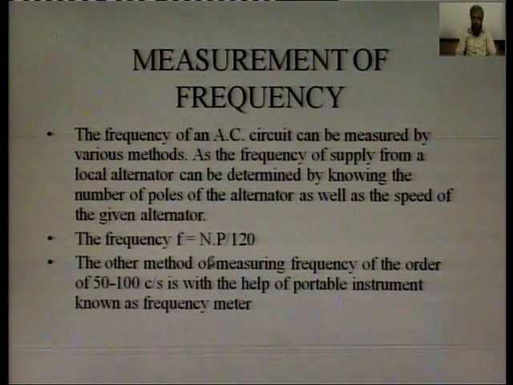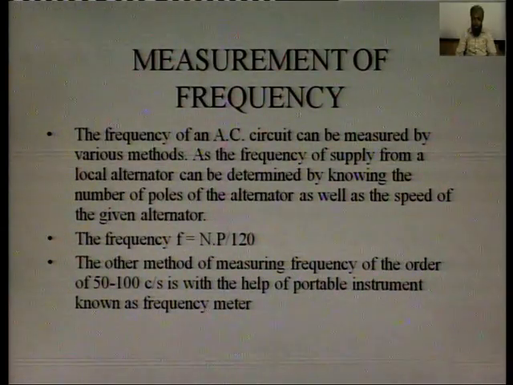Now, next is measurement of frequency. The frequency of an AC circuit can be measured by various methods, as the frequency of supply from a local alternator can be determined by knowing the number of poles of the alternator as well as the speed of the given alternator. The frequency f is equal to NP by 120, where N is the speed and P is the number of poles.